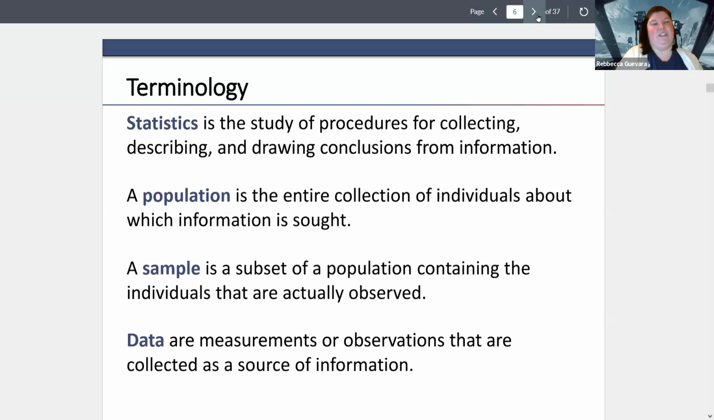Some of our basic terminology: statistics, not to be confused with a statistic, which we'll get to in a while. Statistics is the study of processes for collecting, describing, and drawing conclusions from information. That's just another way of looking at it. Your population is the entire collection of individuals for which the information is sought. When we were talking about voting, the population we were interested in was registered voters.